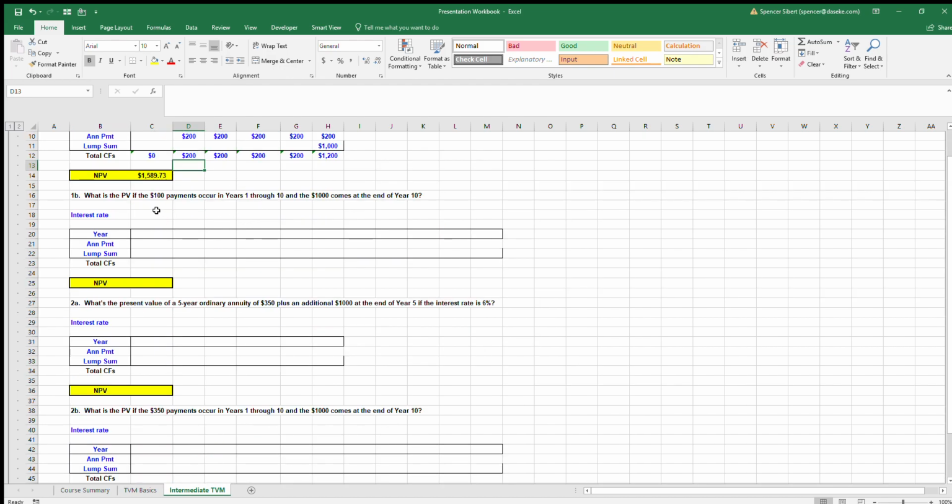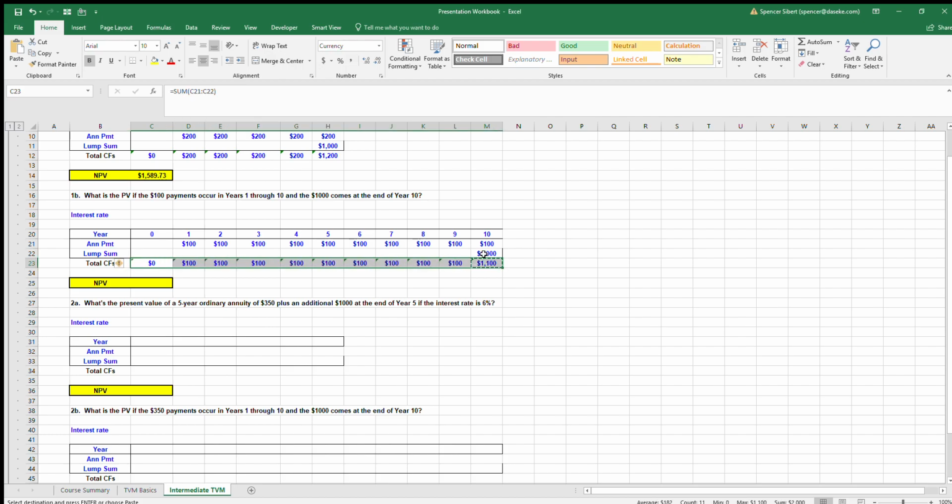Alright, 1B: what is the present value of the $100 payments occurring years 1 through 10, and the $1,000 comes at the end of year 10. So again, we have $100, and 0. These are the different periods. Let's bring this all the way out. $100, bring that all the way out. Then we have an end of year cash flow of 1,000. Build this out. These are our cash flows for years 0 through 10.